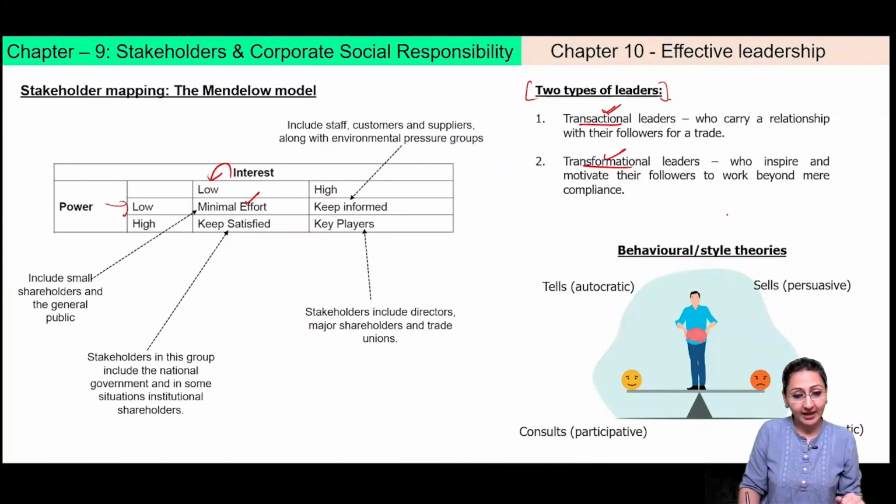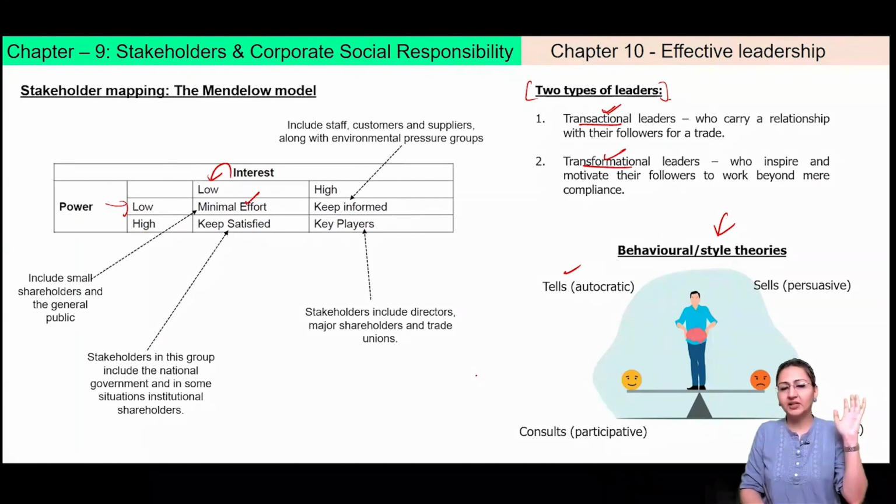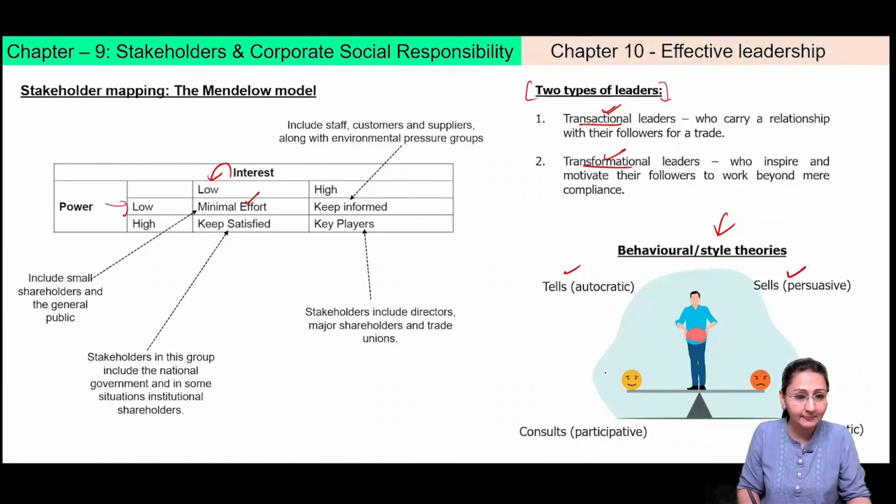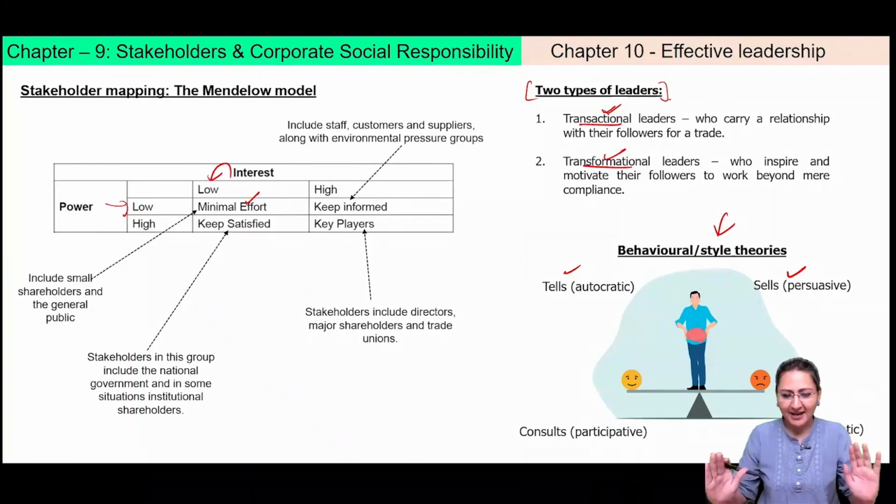Now, there are behavioral or leadership style theories. One, there can be an autocratic leader who tells. He just tells what needs to be done and the team has to follow. Then there can be a persuasive leader. He persuades his team, convinces them, tells the team what the effects and benefits of doing something are. So he motivates the people, persuades them, and then they act as per the action plan.